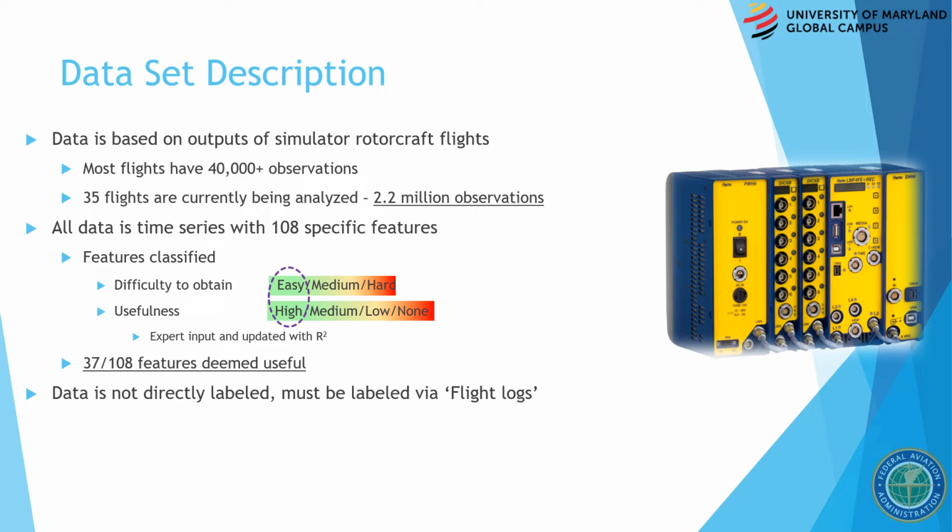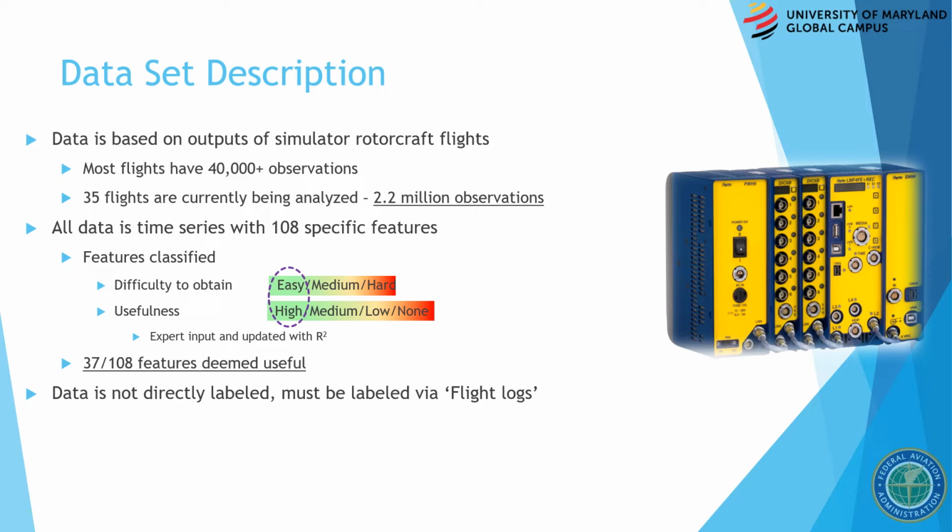And then usefulness, it's high, medium, low, none. Some of the variables are very good predictors of certain things, others are not. So I graded the usefulness based upon, again, expert input, and then updated that with R-squared values after running some basic models there.